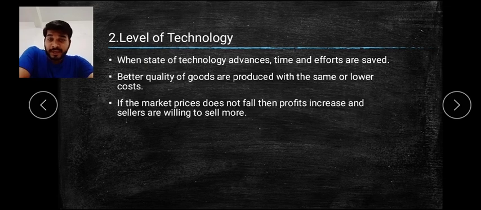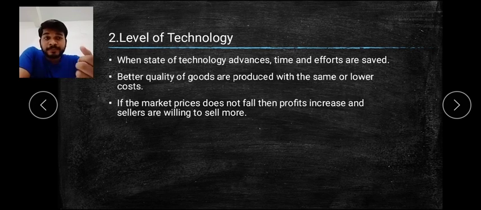And the second thing is that the labor cost will also be reduced. That's why the cost of that particular production also becomes less. If the market price does not fall, the profit increases and a seller will sell more. Here also it is the same thing. Suppose you are the seller and the seller has installed a new technology, and it makes the production twice because of that.